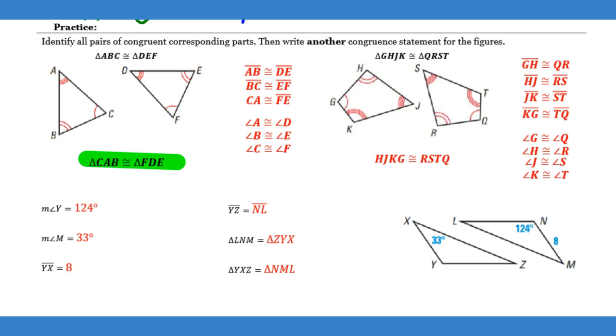Now, is it a triangle? Here we just have a random polygon. So you got 4 sides, 4 angles, and then there's your congruency statement.